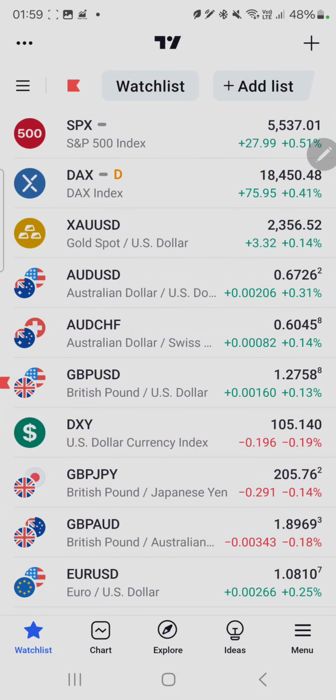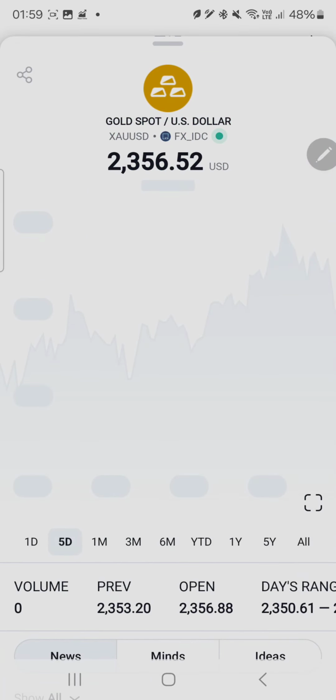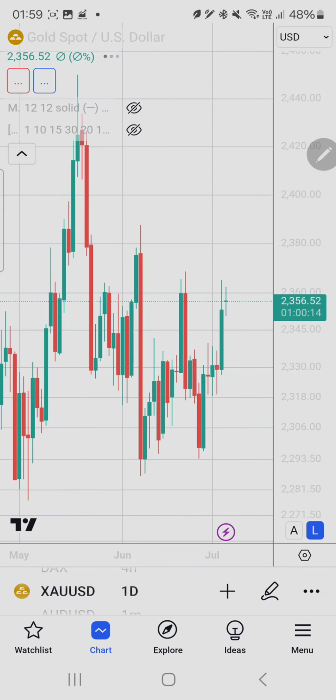So guys, today we're going to talk about the market structure, support and resistance. How are we going to know the direction of the market? First I'll keep it short so that you guys can understand. I'm not going to explain everything right now. First we're going on a chart.